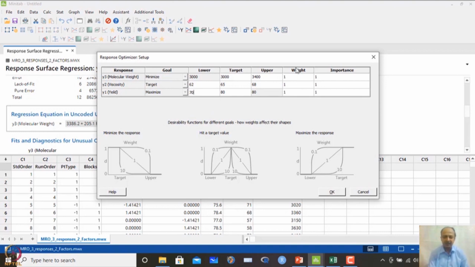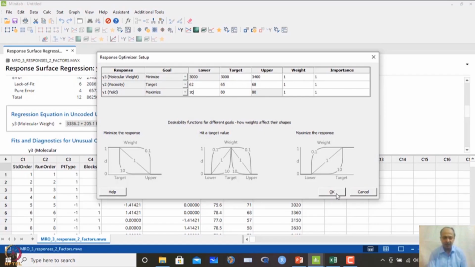And the weights, that means the importance of these variables y1, y2, we can keep equal, so weights will be equal to 1, and we can change the desirability function over here. In this case, we can change the shape of the desirability function, but we are not doing that. The importance is also taken as 1 1 1, we can keep it the same, and the linear desirability function we are keeping over here.